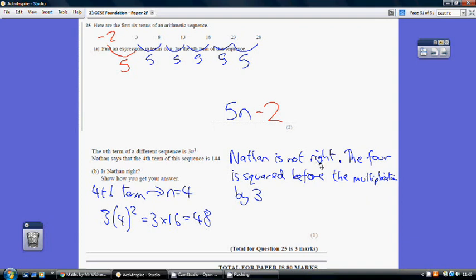So Nathan is not right. The 4th term, and why is he not right? It's because you need to square before you do the multiplication by 3. What Nathan's done, he's done 3 4s are 12 and then squared it, rather than squaring it and then timesing it by 3. So Nathan appreciated we had to substitute 4 in. He's just done it incorrectly because he hasn't done it in the right order.